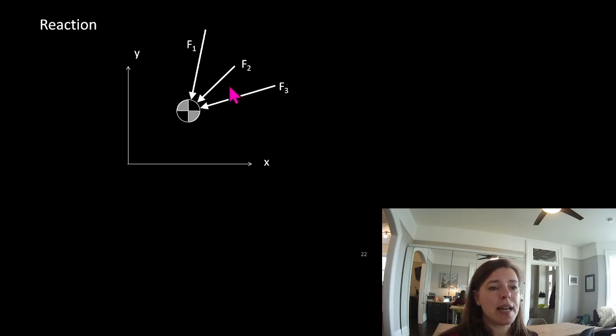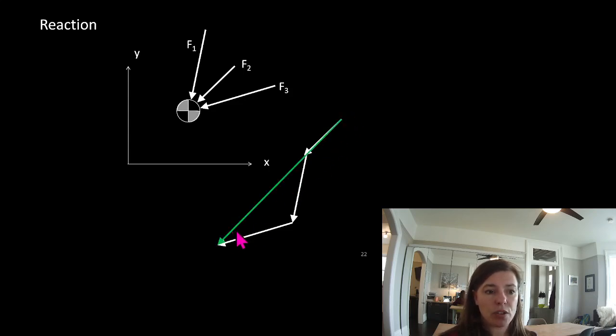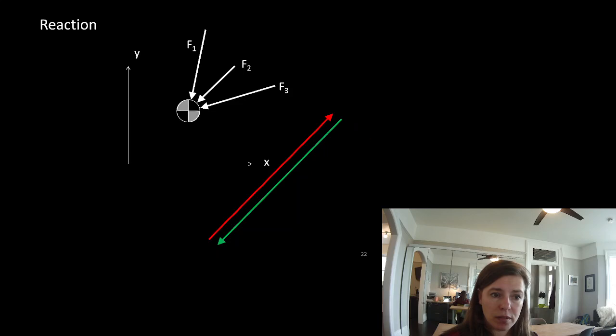Let's sum these up. Let's draw our tip to tail. We've got F2, we've got F1, and we've got F3. So we started our tail, ended our tip. There is our total. We need an equal and opposite force to be our reaction. So there's our equal and opposite force.